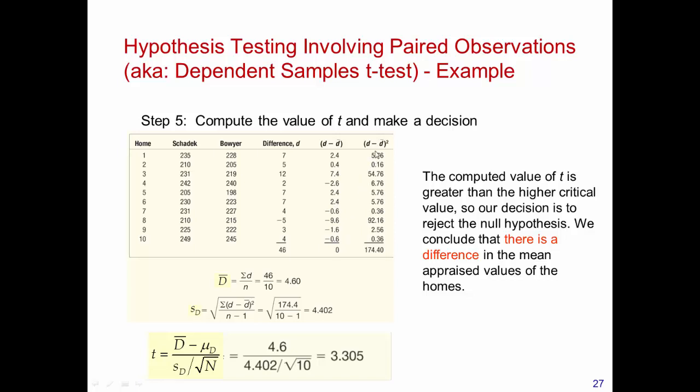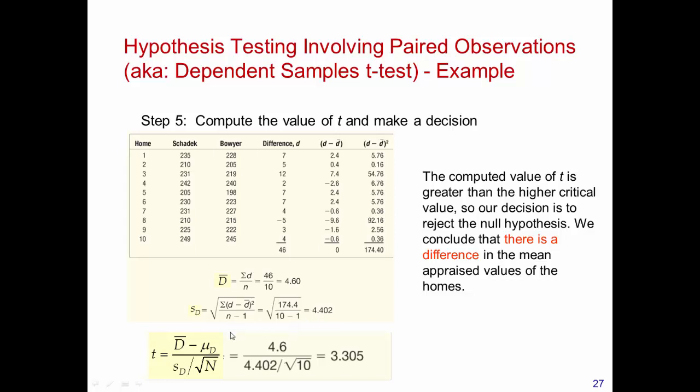And then once we have that, we square that value for each of our homes, and we sum all of that up. This should remind you of how we calculate standard deviation, but here it's called the standard error of the differences. So we run through the calculation, and we get 4.402 as the standard error of the differences.